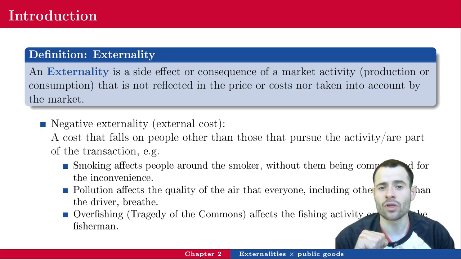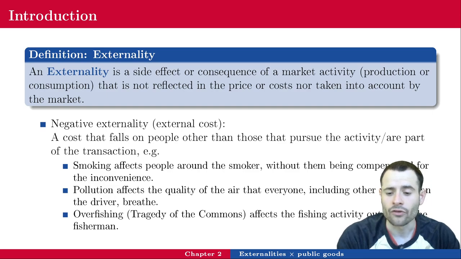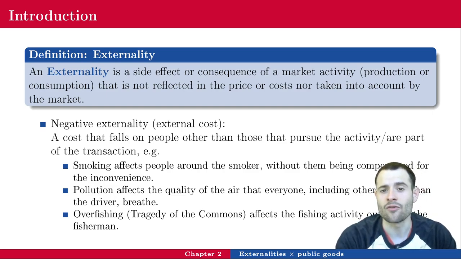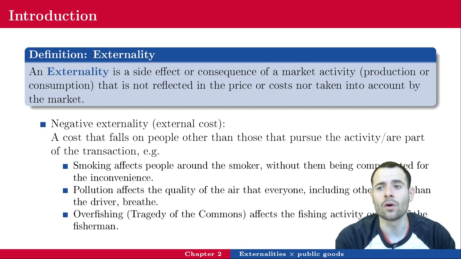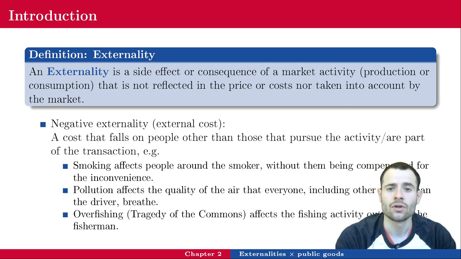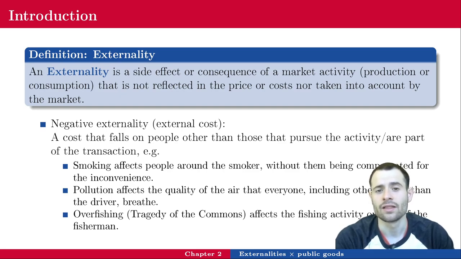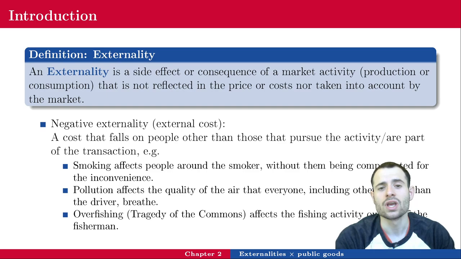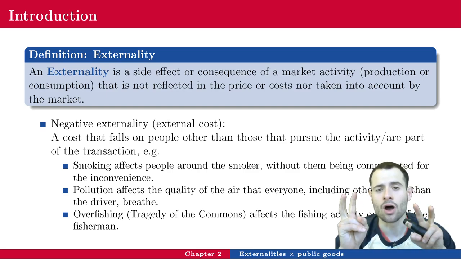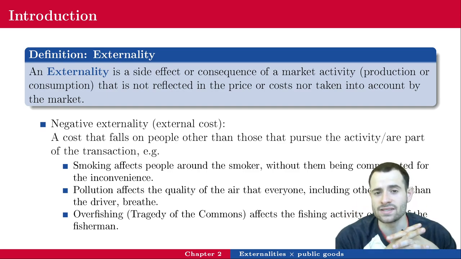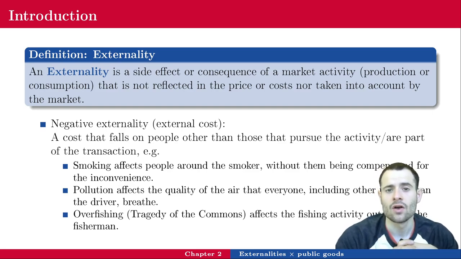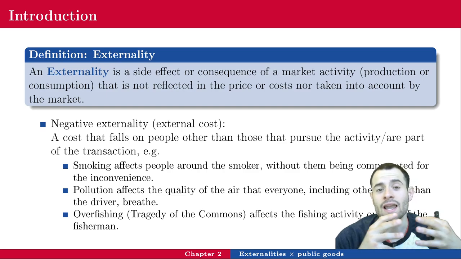Overfishing is also another type of externality. If you decide to fish in a common resource that everybody can use, let's say you go to a lake like Deer Lake or Trout Lake here in Vancouver and Burnaby, and you do not take into account the impact of your fishing activity on others, then you're going to create a negative externality. When you fish, you reduce the available amount of fish in the lake, so you are causing harm or an inconvenience to bystanders, and they are not being compensated for being able to fish less because of you.